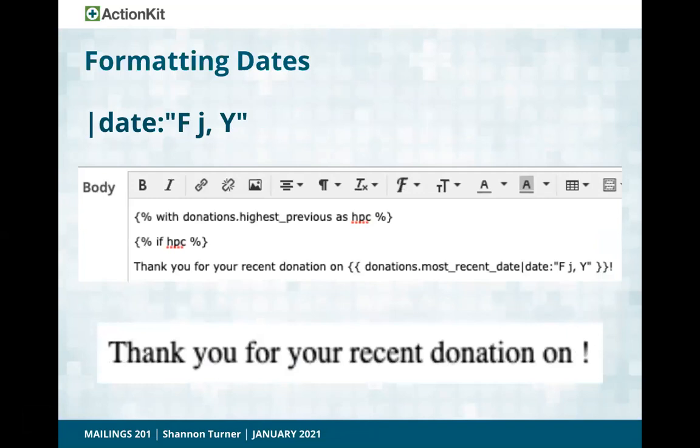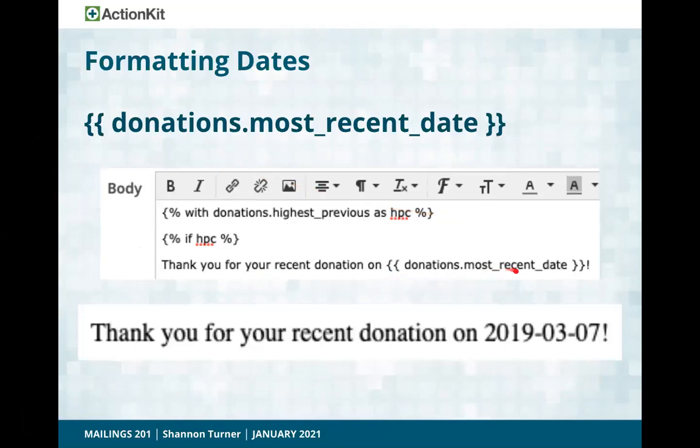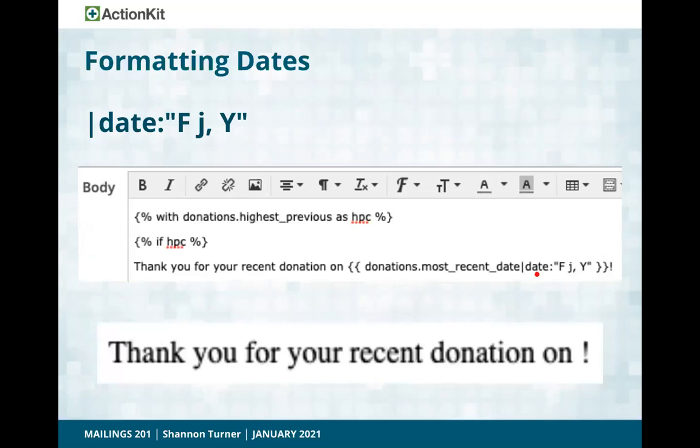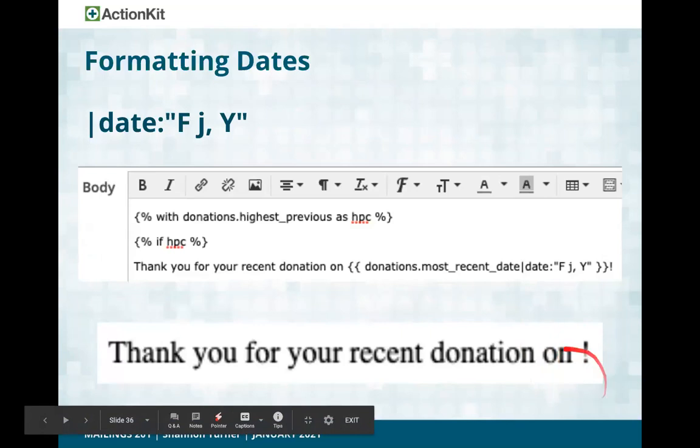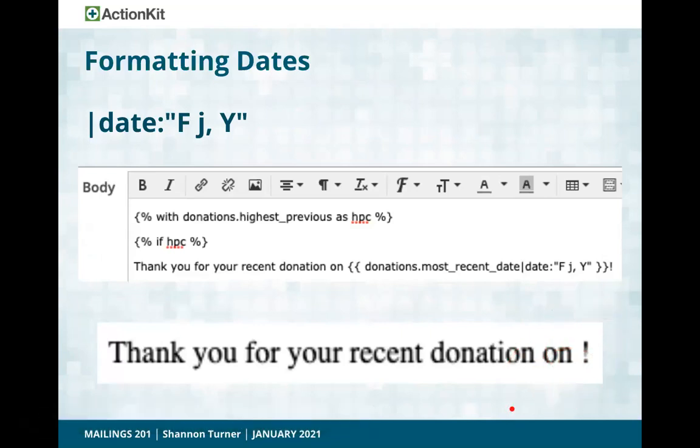So normally you'd use the date filter to convert the date. And sometimes that's going to work and sometimes that's not going to work. The reason for that is the date filter only works on a date. And you might be saying, come on, Shannon, how is donations.mostrecentdate not a date? It sure looks like a date, you're right. But behind the scenes, it's actually just text. So when we try to use the date filter, it doesn't work and you get a blank where the date should be. Maybe you've seen this, maybe you've written into support about it, and I'll show you how to get around that.